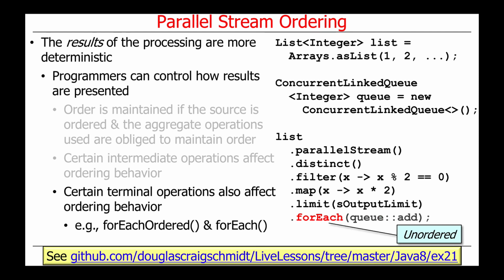Conversely, the forEach method is unordered. So there's no reason for the system to put it in the same encounter order. So you might end up with 10, 2, 6, 4, 8. It doesn't matter what the order is. Obviously, you have to get the right semantic results of filtering out the odd numbers and then multiplying the other ones by 2. But you're not going to end up having problems. You'll have the right results, but they may not be ordered in the encounter order.